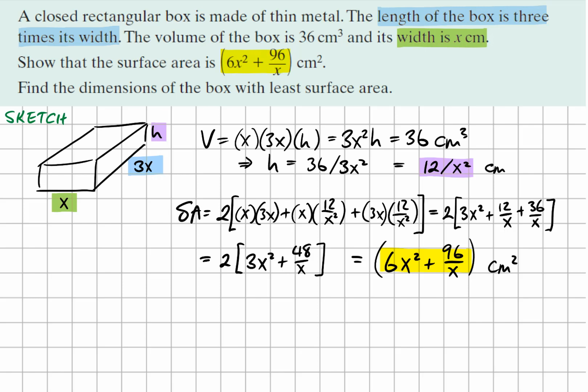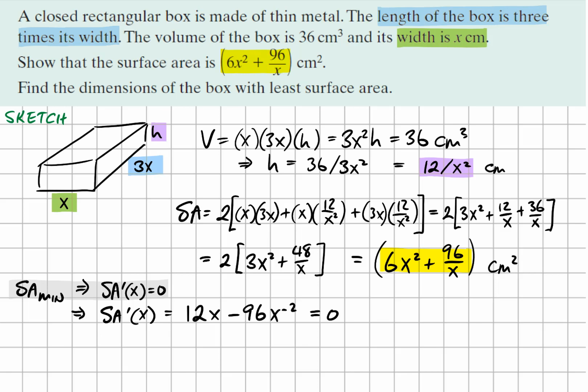In the second part of the question, we want to find the dimensions of the box with the least surface area. In other words, that will be when the derivative of the function for surface area equals 0. So we want to differentiate this function, 6x squared plus 96 over x. Now 96 over x means 96 times x to the power of negative 1. We multiply by the power and reduce the power by 1. So this becomes 12x, plus negative 1 times 96, and reducing the power by 1 gives x to the negative 2. So we let this equal 0 at the minimum.